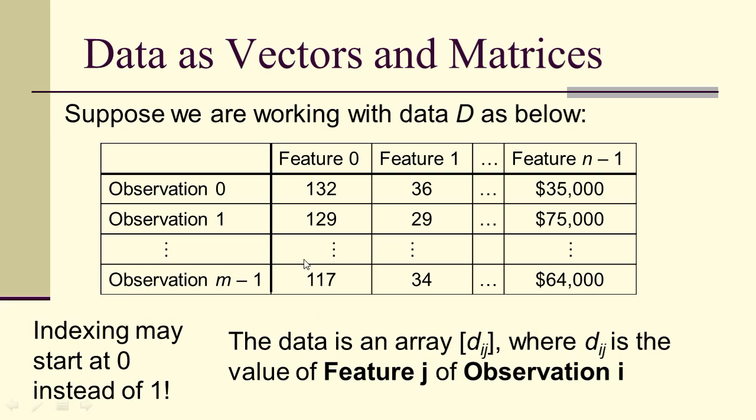And this table of data can be thought of as an array, D_ij, where D_ij is the value of feature j associated to or given in observation i. So we can think of these entries as having this notation. And that would be important because typically the m and the n, the number of features and observations we have, tend to be very large. So we would never want to start writing down all the numbers in order to do something.